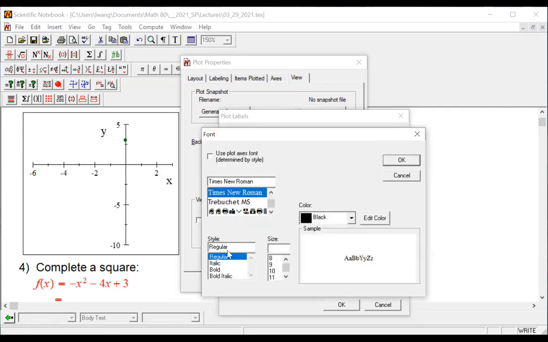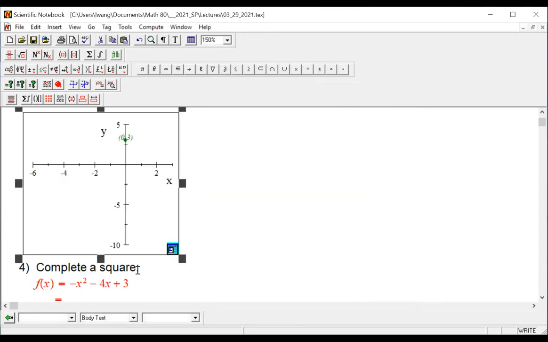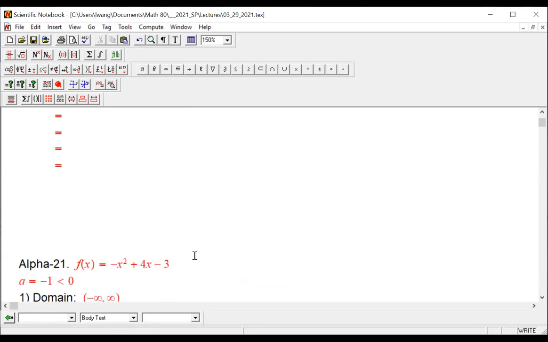Did you work out the perfect square? Did you guys work out the perfect square? All right, I think it's just time that we converge.